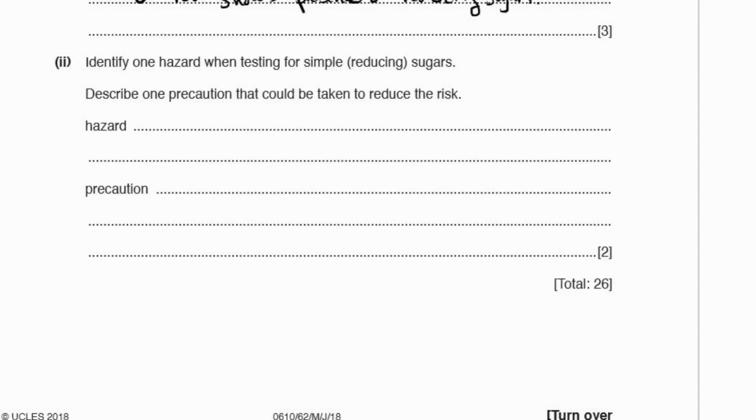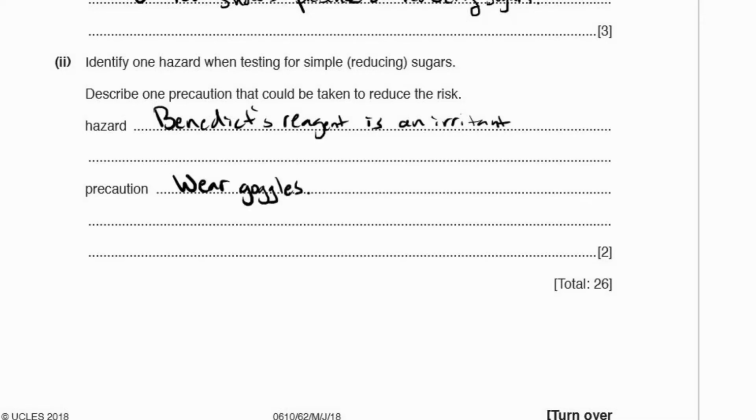2. Identify one hazard when testing for simple reducing sugars and describe one precaution that could be taken to reduce the risk. Okay, so the precaution must actually match the hazard. One of the big hazards is the fact you're using Benedict's reagent. Benedict's reagent is an irritant. It's not going to be really terrible, but you don't want it in your eyes, and it's not really good to have on your skin. So the way you can reduce the risk is to wear goggles or gloves.